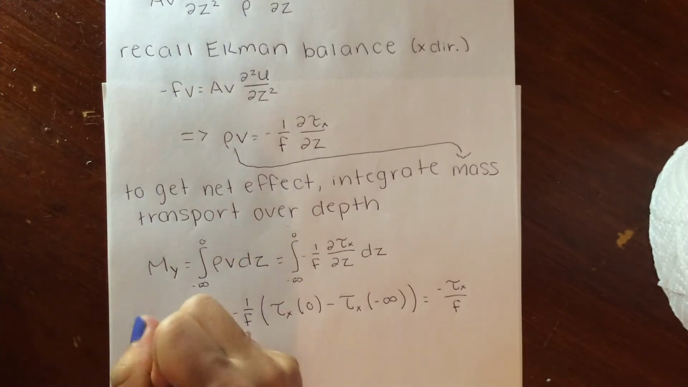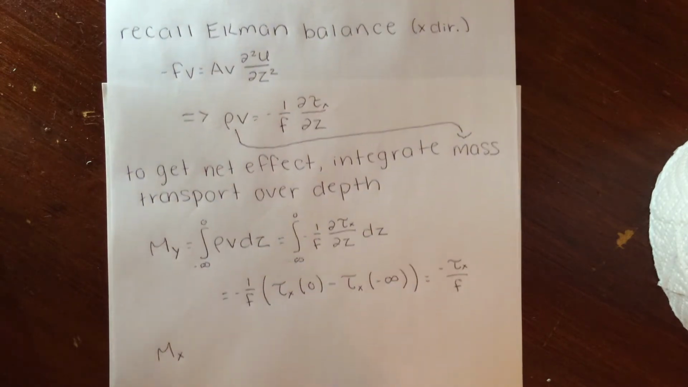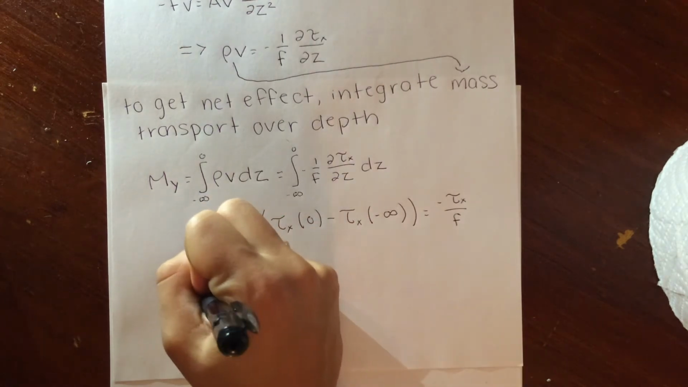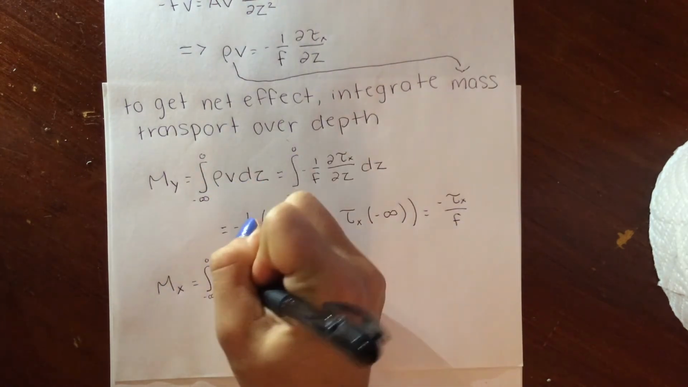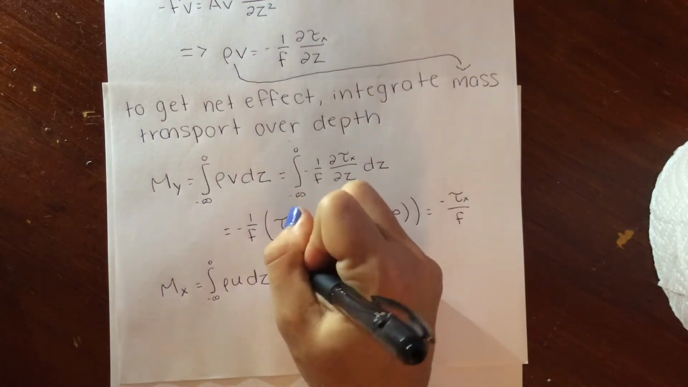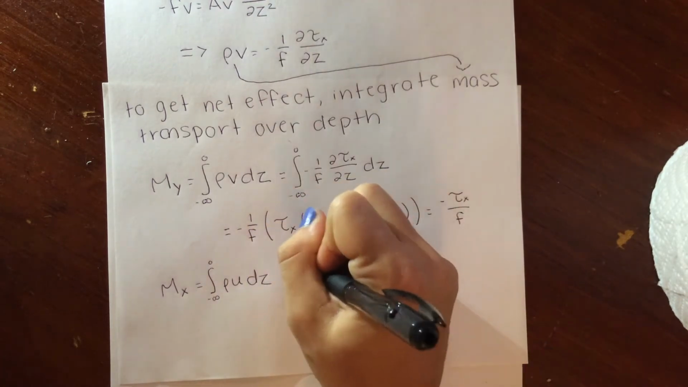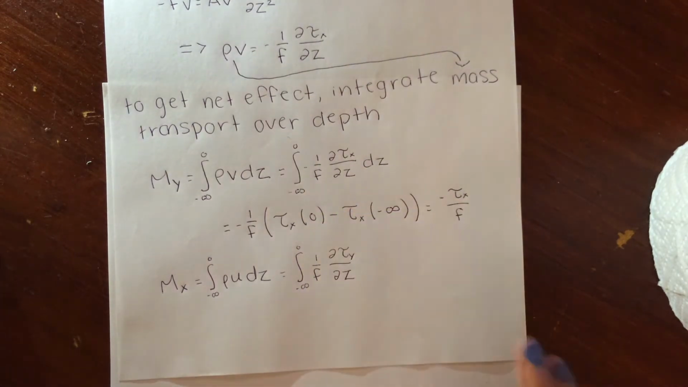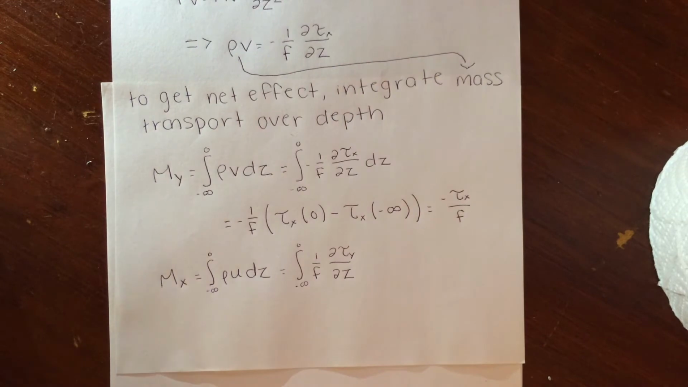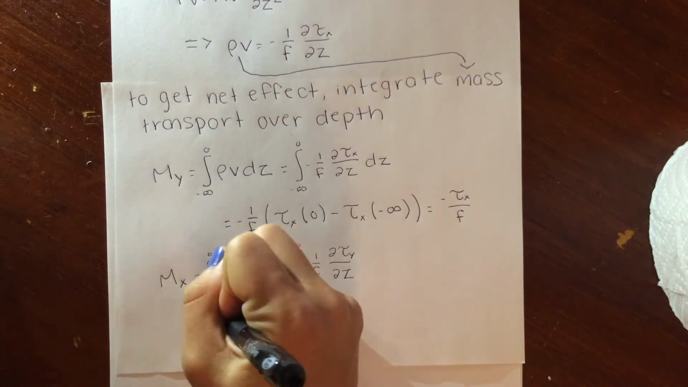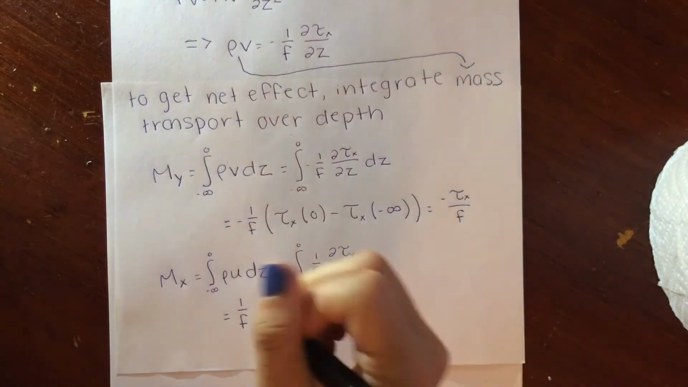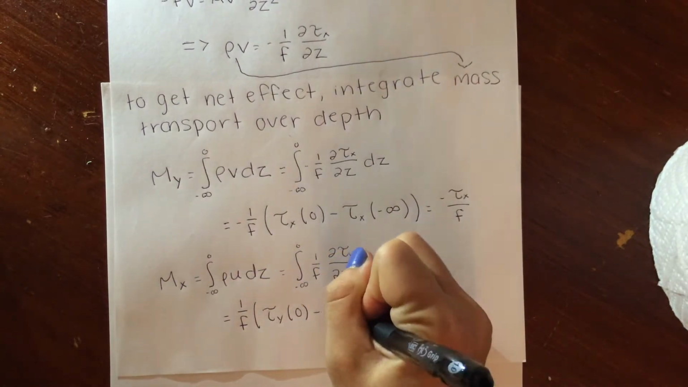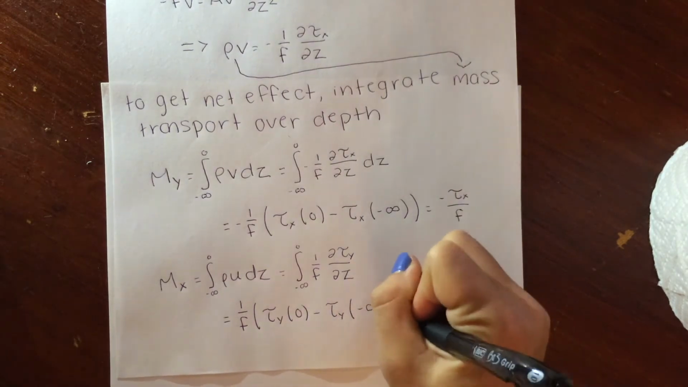In the x direction, Mx is equal to the integral from the surface to depth of the mass rho u, which is equal to the integral of 1 over f times d tau y dz. Once again, this is equal to 1 over f times tau y at the surface minus tau y at depth. And in this case, we don't have wind stress in the y direction, so both these terms are equal to 0, and therefore Mx is also equal to 0.